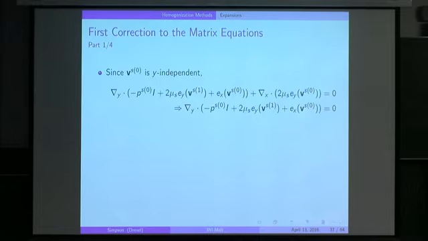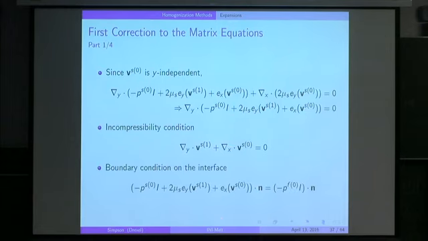So coming back to this equation, we've determined that this is y independent. So that's 0 because when we take derivatives in this, it's 0. And so that's gone, and we're left with these two terms. We have incompressibility, and we have continuity of normal stress.